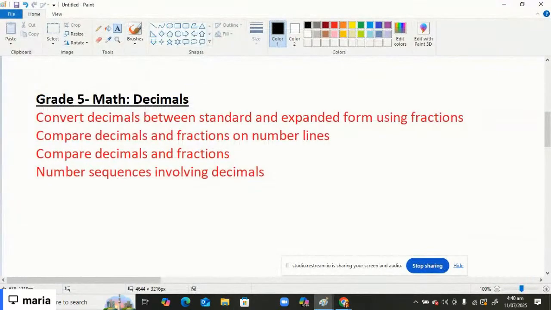So today we covered grade 5 maths. The chapter we covered today is decimals, and here is the list of the lessons. The first lesson today was converting decimals between standard and expanded form using fractions, compare decimals and fractions on number lines, compare decimals and fractions, and number sequence involving decimals.